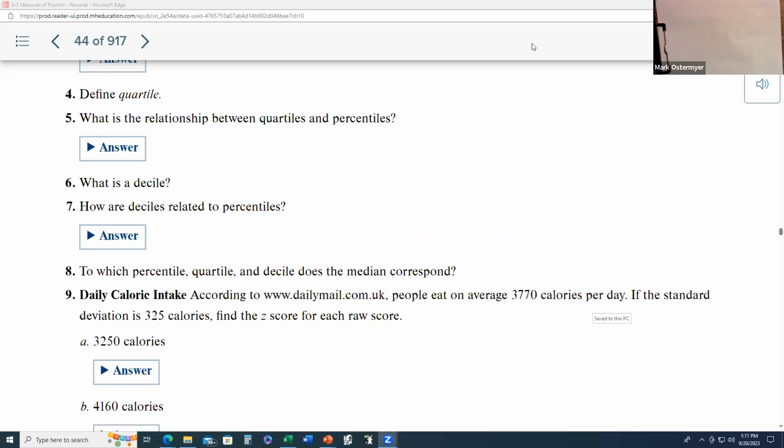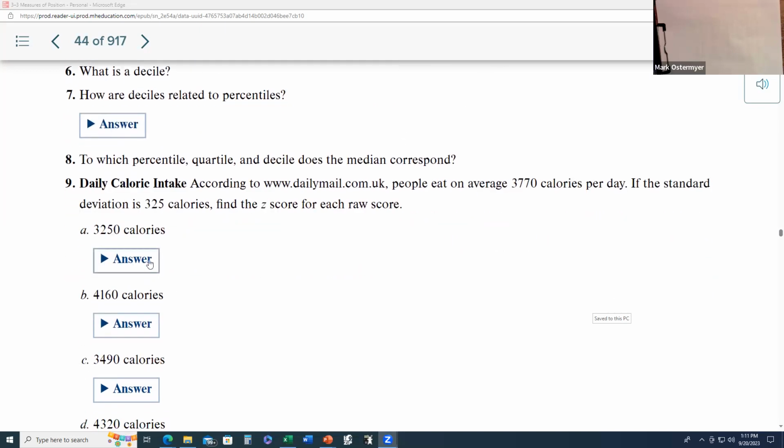All right, let's see what else here. Let's go down to number 9. It says the daily caloric intake, according to the dailymail.com.uk website, people eat on average 3,770 calories per day. That's a lot of calories.